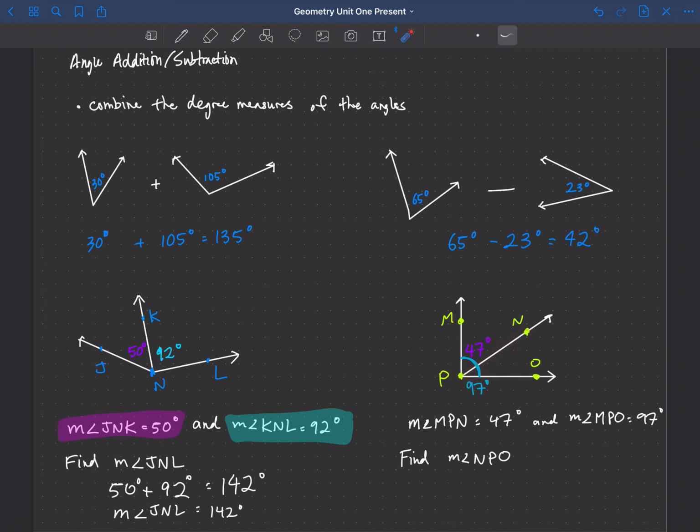Now, if we want to just find a portion of the entire thing, we luckily have the other portion of the total. So instead of adding, we're going to subtract. So we're going to subtract the total, which is 97 degrees, minus 47 degrees to get the remainder, which is 50 degrees. Okay, so measurement of angle NPO equals 50 degrees.